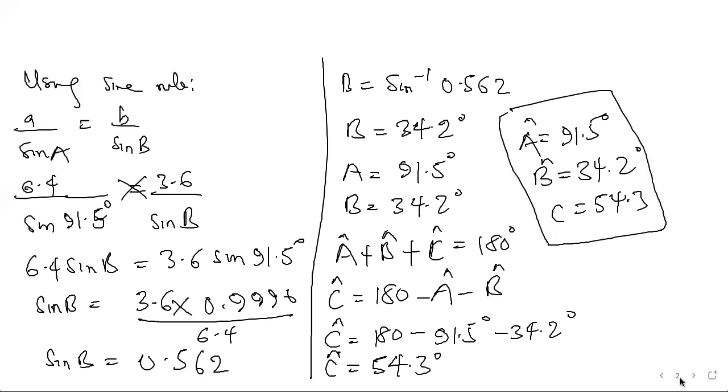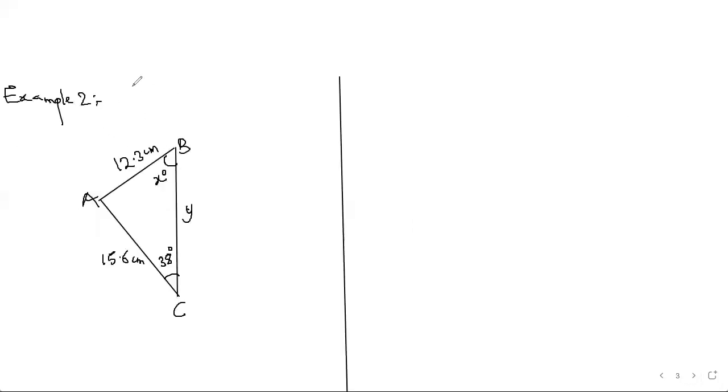That's it for the first question. Now, the second question is this. You have to find x and y in this triangle. If you look at this, we can find x very easily because we know this side AB and we know the angle that is facing that side, and we know this side that is facing the angle x. We can easily find angle x using the sine rule.